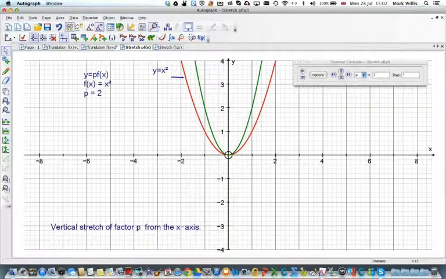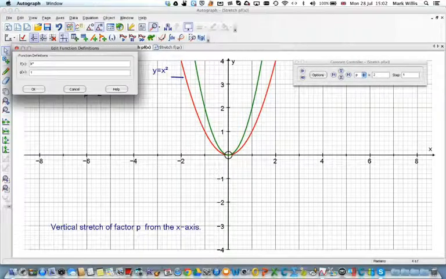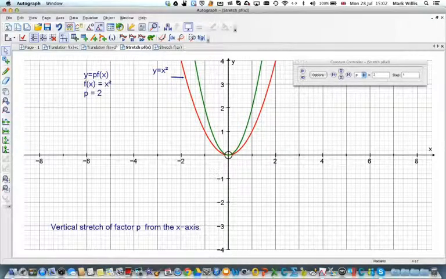Okay, now we have the graph, the red graph here being y is equal to x squared. And this green graph is going to be y is equal to p, some number, times f of x. Now f of x, you can see, is still x squared like in the previous video, and we have a constant controller. Now what happens if I change the value of p?